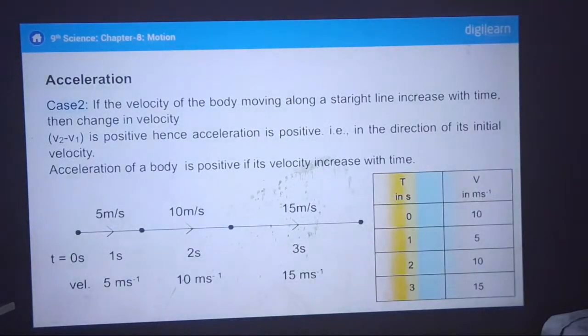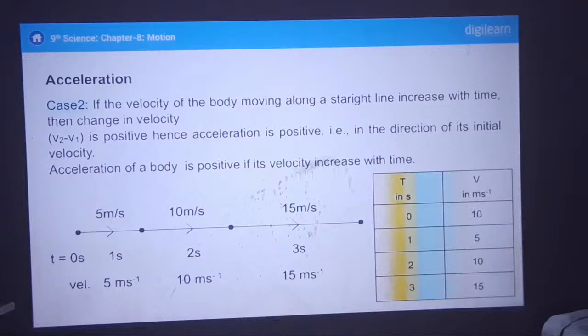Case 2. If the velocity of the body increases with time, the change in velocity v2 minus v1 is positive. Hence, acceleration is positive. Acceleration of a body is positive if its velocity increases with time.